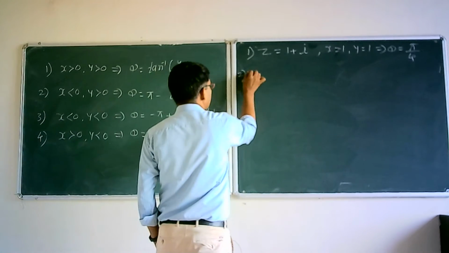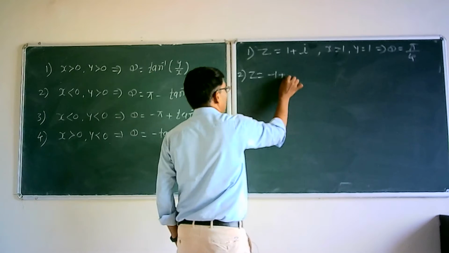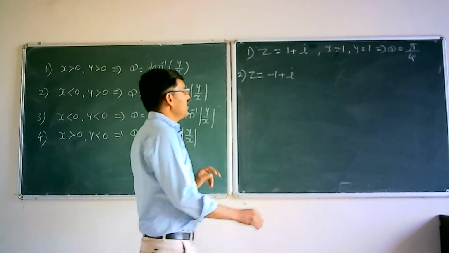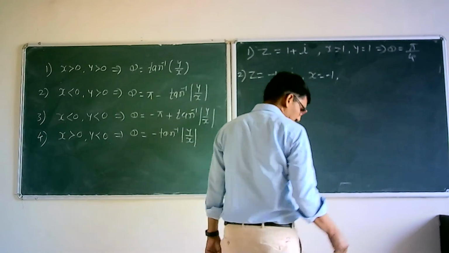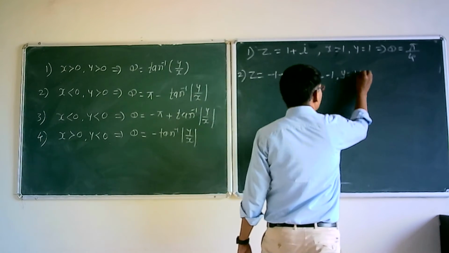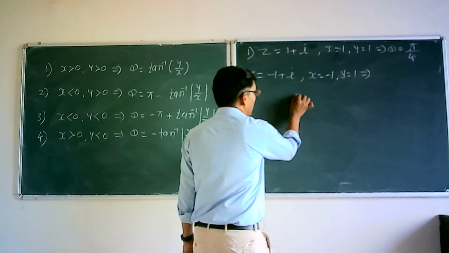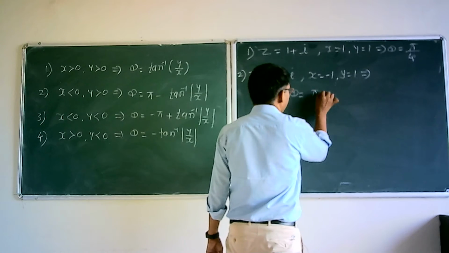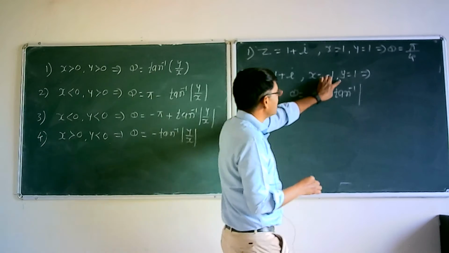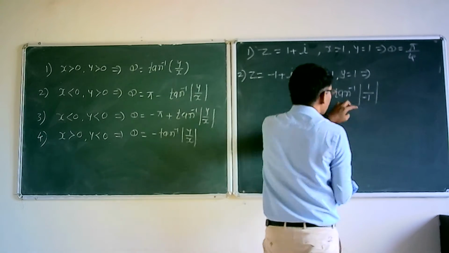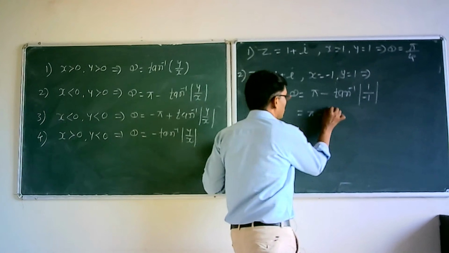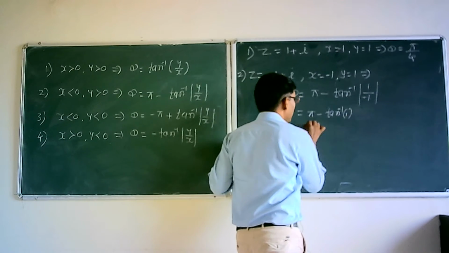Now in the second case, suppose z is equal to minus 1 plus i. So if you observe, this complex number lies in the second quadrant. So here x is equal to minus 1 and y is equal to 1. So since it lies in the second quadrant, what is theta? Theta is equal to pi minus tan inverse of mod of y by x. So what is mod of y by x? That is 1 divided by minus 1, which is minus 1. But because of this mod sign, it is equal to tan inverse of 1.